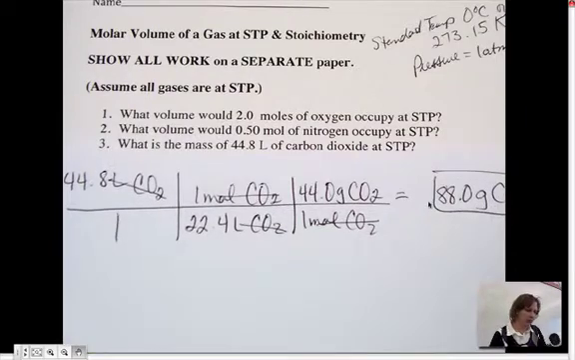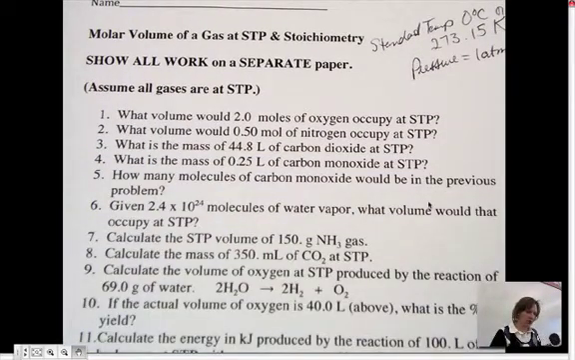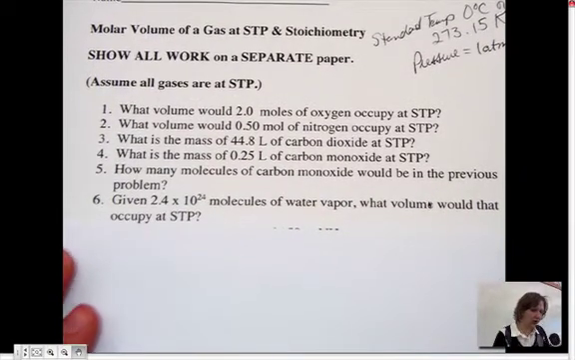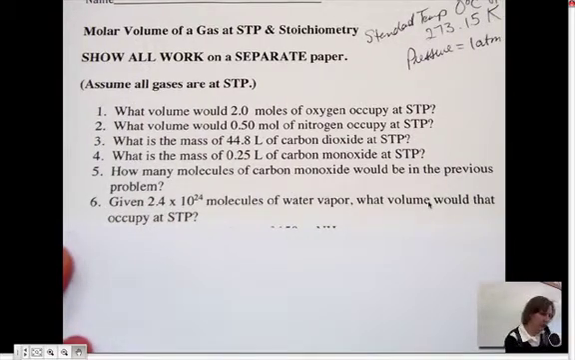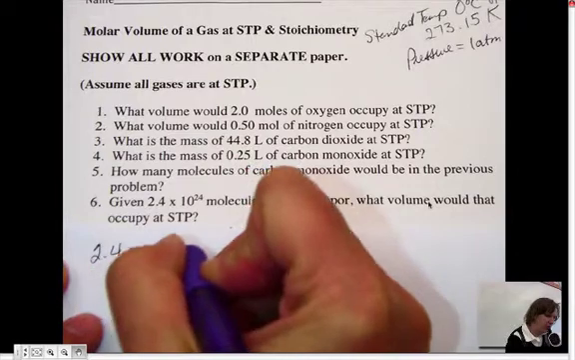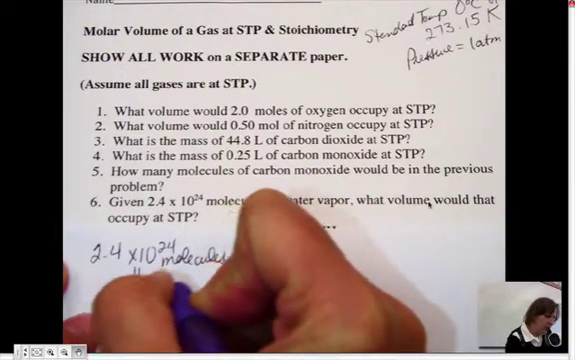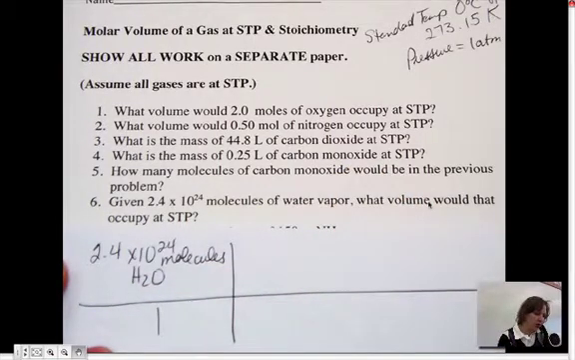Okay, let's try another. Let's try number 6. Some people freak out because that one has scientific notation in it, but it's just a number. 2.4 times 10 to the 24 molecules of water vapor, what volume would it occupy at STP?